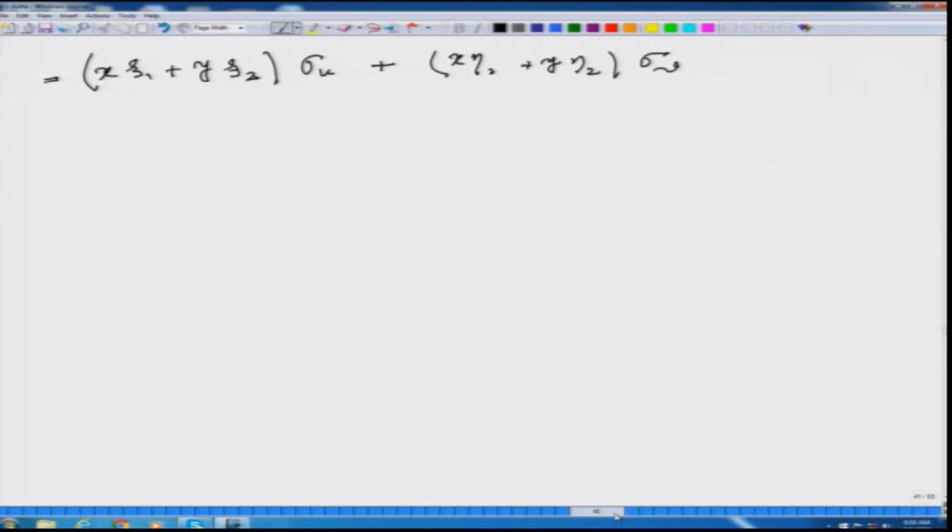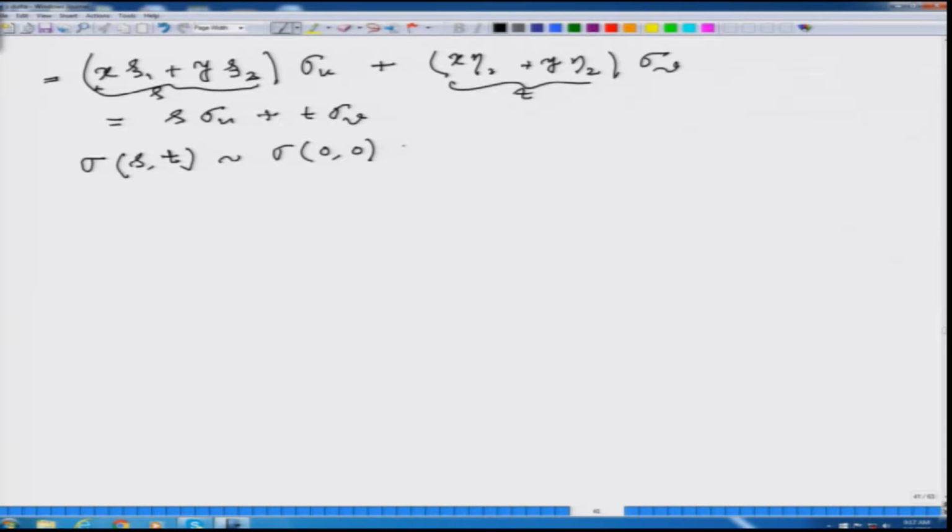Okay. So, let it be some sigma u, I call this fellow s and this fellow t, t sigma v. Okay. So, now this point, if I look at sigma s t, then applying Taylor's theorem, I can approximate it around sigma 0 0, where s and t are very small. So, around p.